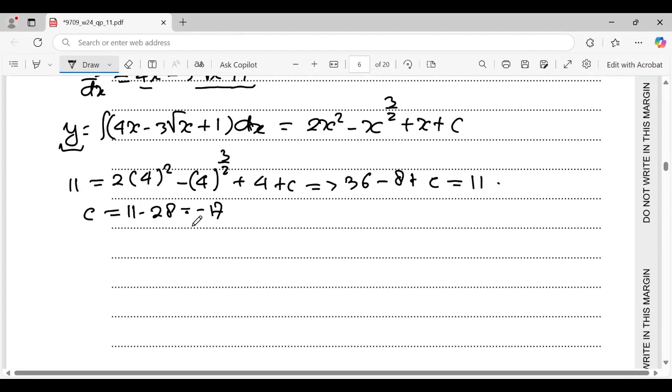So the equation, this equation y equals this expression, we can write as y equals 2x squared minus x to the power 3 half plus x minus 17, because c equals minus 17. Next question.